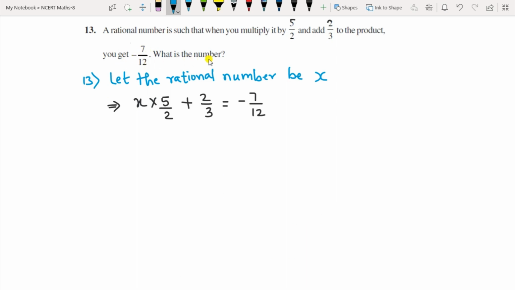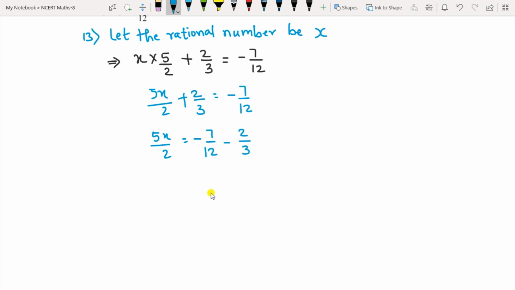13th question is, a rational number is such that when you multiply it by 5 by 2 and add 2 by 3 to the product, you get minus 7 by 12. What is the number? So let the rational number be x. Now for x you have to multiply 5 by 2, then you have to add 2 by 3, you get the result as minus 7 by 12. Okay, solve this one now. This becomes 5x upon 2 plus 2 by 3 is equal to minus 7 by 12. So 2 by 3 moves to the other side. So first write minus 7 by 12 minus 2 by 3.